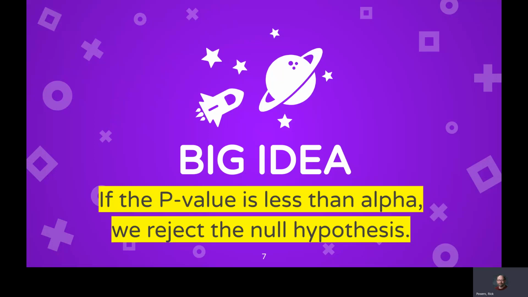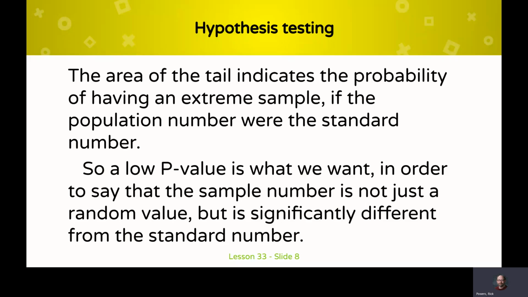Big idea. If the p-value is less than alpha, we reject the null hypothesis. The area of the tail indicates the probability of having an extreme sample if the population number were the standard number. So a low p-value is what we want in order to say that the sample number is not just a random value, but is significantly different from the standard number.